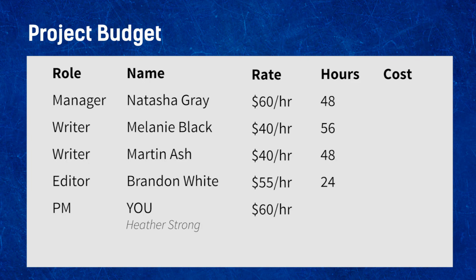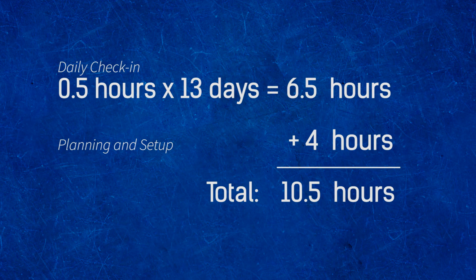Great, with the rates and the hours, we can calculate a dollar amount. So let's go ahead and put the dollar amount on the table as well. Our project management tool calculated the hours for all the resources here, except for you, the project manager. So to get the number of hours for the PM, we assumed half an hour each day to check in with the team over 13 days. That's 6.5 hours. Then we also added 4 hours for planning and setup. That's 10.5 hours total. Super!